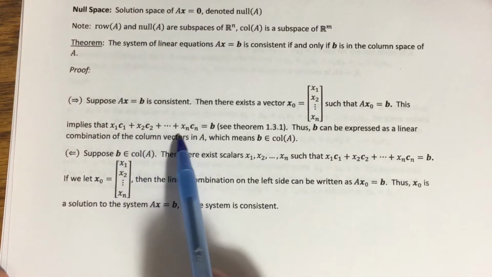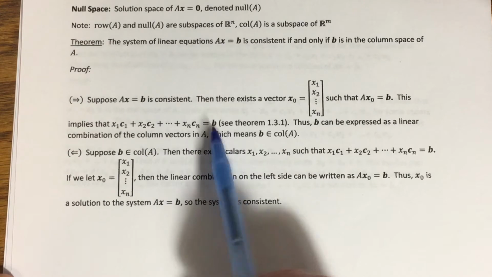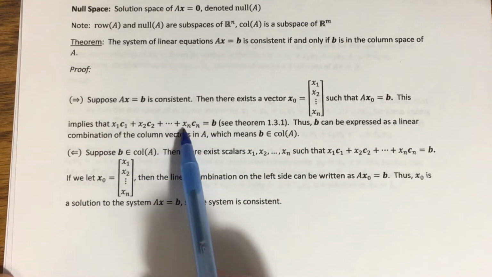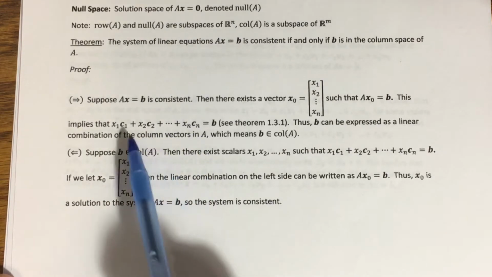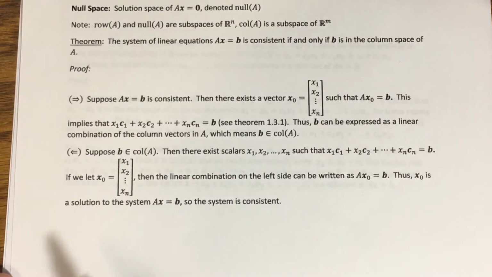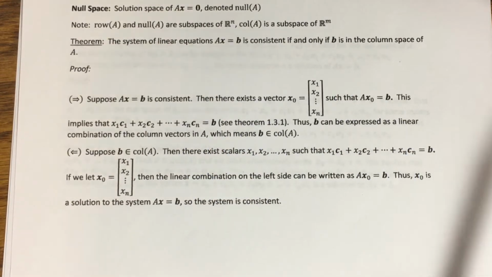So what this is showing, using that result from way back in 1.3, is that our vector B, which is on the right side here, can be represented as a linear combination of the column vectors of A. But that, by definition, would put B in the column space of A, since the column space consists of all such linear combinations. So that actually proves the first direction that we wanted to prove.